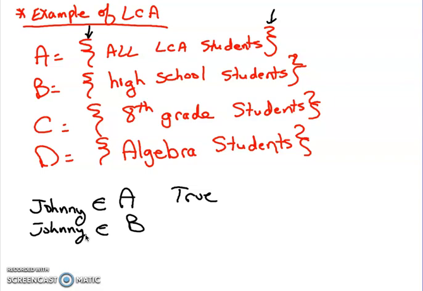And then I could keep asking you, Johnny is an element of C. Is he an 8th grade student? Is Johnny an element of D? Is he an algebra student? So again, that's using that notation. Again, you don't have to use numbers in set notation. Remember, they're objects. It could be people, whatever we're talking about. It's just objects inside of there.